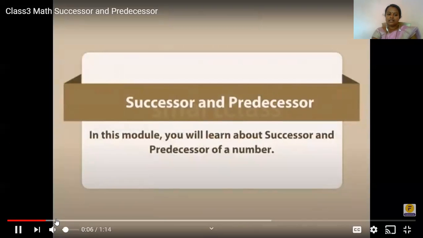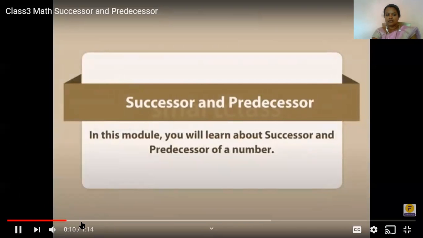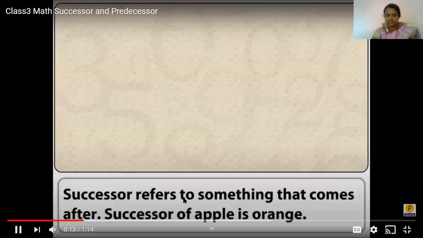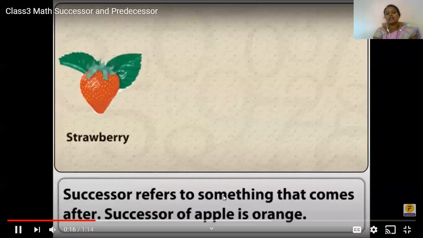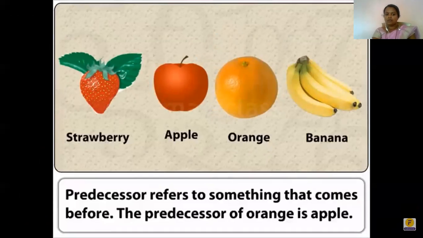If we consider a few examples, successor refers to something that comes after. What is the successor of apple? Yes, it is orange. Similarly, the predecessor of orange is apple. That is before and after.